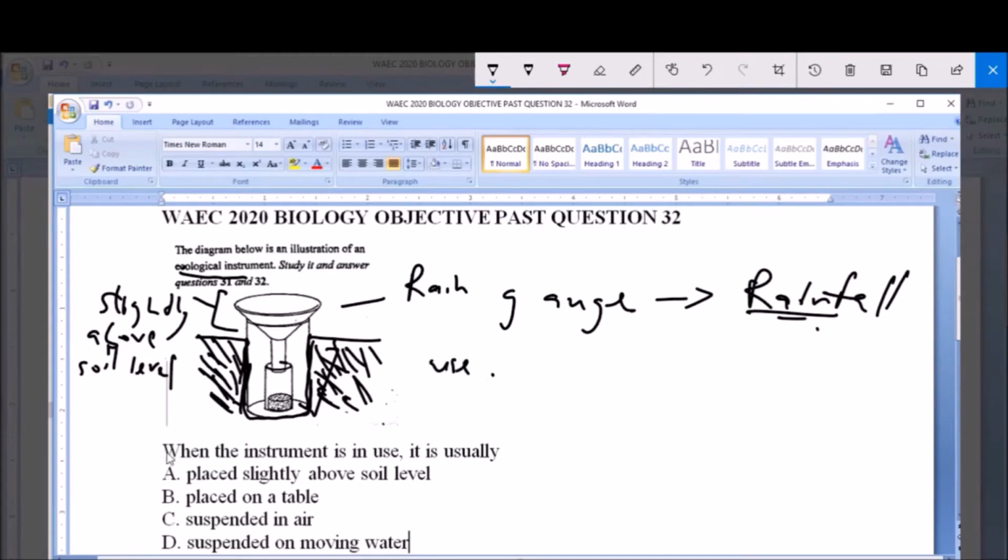So option A says placed slightly above soil level, and as we have illustrated here, that is how the instrument is placed when it is in use. So option A, placed slightly above soil level, is the correct answer to this question.